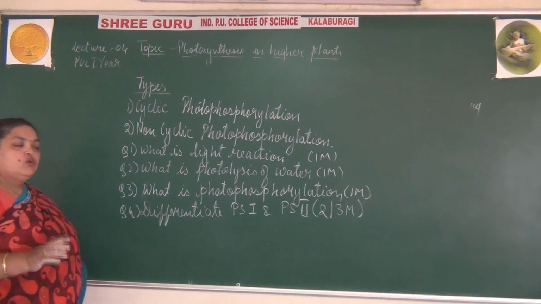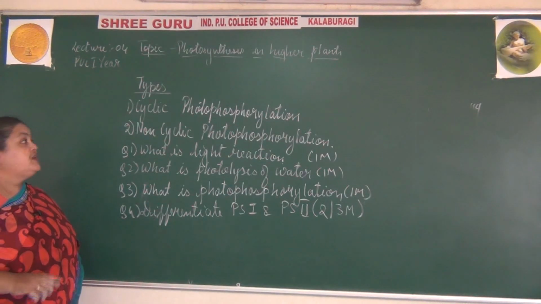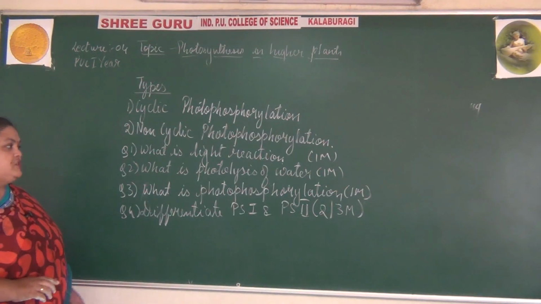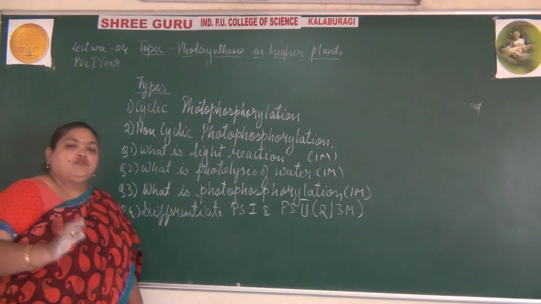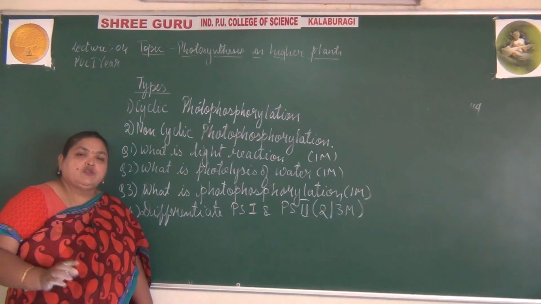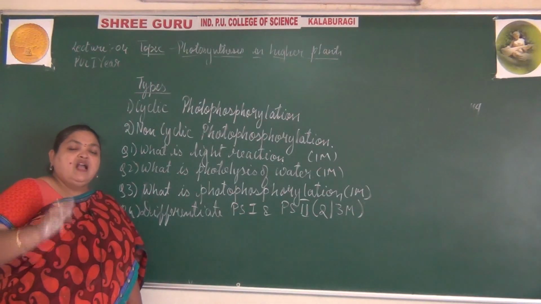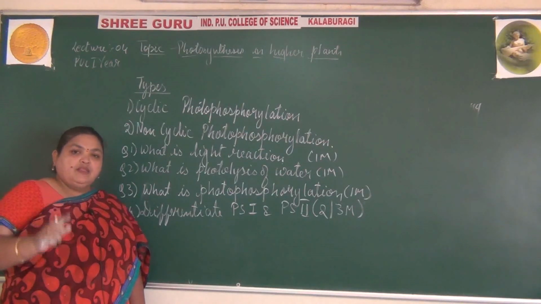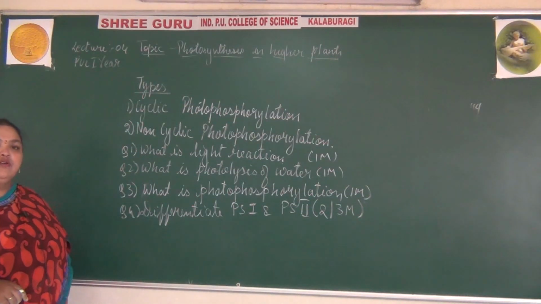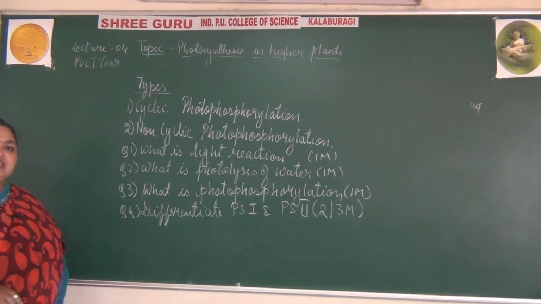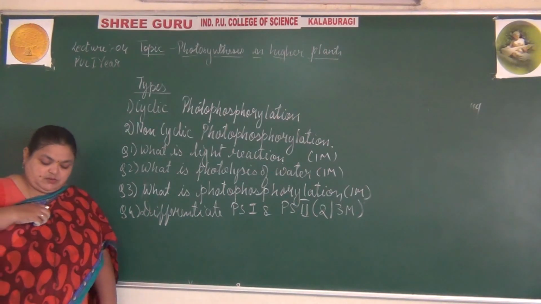You can go through the figures of the cycles mentioned in the NCERT textbook. So in the light reactions, photoexcitation of chlorophyll molecules, photolysis of water and photophosphorylation are the 3 main processes. We will first go with cyclic, followed by non-cyclic photophosphorylation. So we'll continue in the next class with cyclic and non-cyclic photophosphorylation. Thank you.